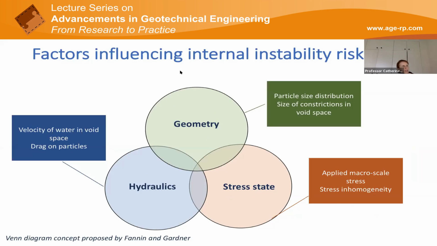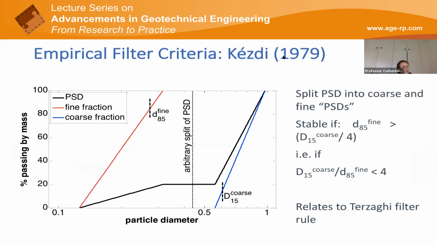So a lot of thinking has gone into this, and this conceptual diagram is very useful, and it shows that this phenomenon of internal erosion depends on the geometry of the material. That's the particle size distribution and the size of the constrictions in the void space, the stress state, and the hydraulics. And in various bits of research, we've been able to look at this. The first thing to think about is the geometry.